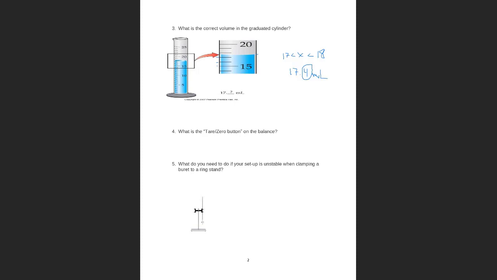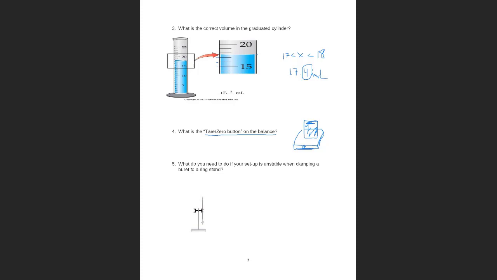Okay, and then what is the tare, zero button on the balance? When you watch the videos, you will need to know how to use a balance, even though you are not in the lab. So the balance, let's say, here, and you have a beaker. I'm so bad at drawing, but okay. It doesn't look like a balance, but you can imagine that this is a balance.